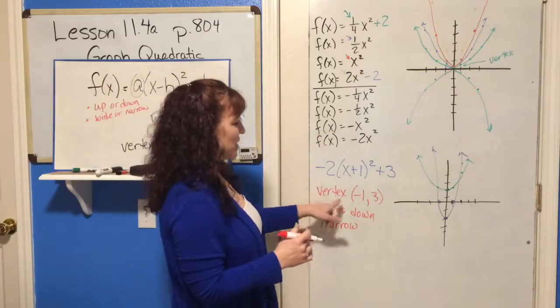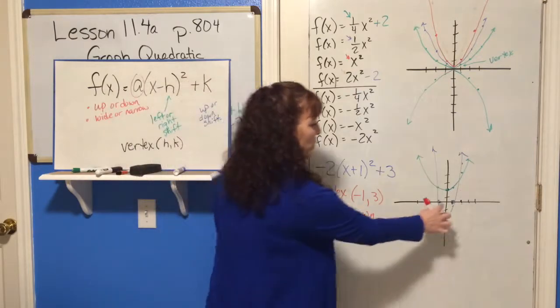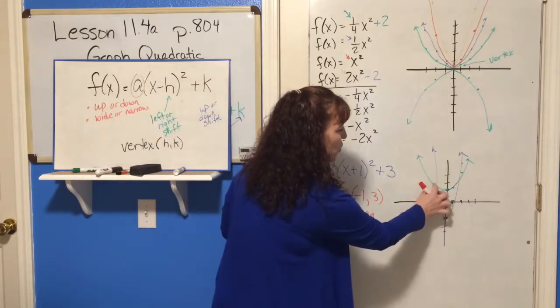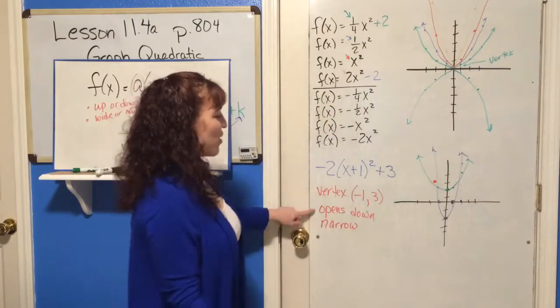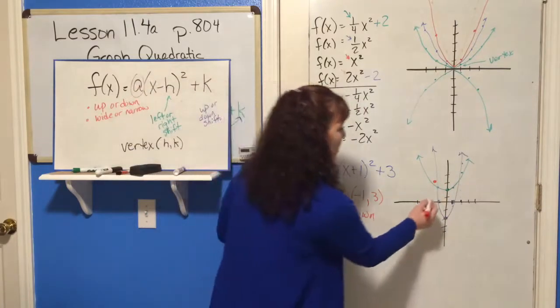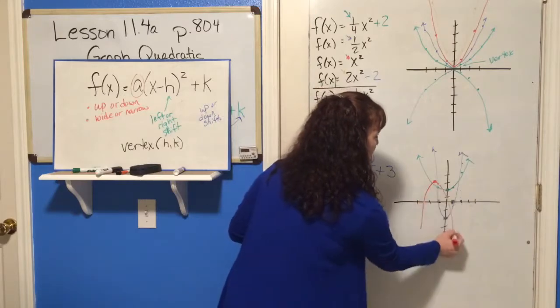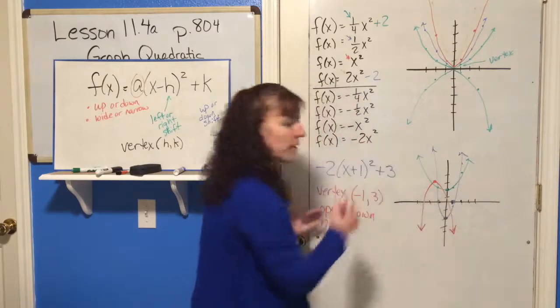So what you'll do is this. You'll go to the vertex. You'll go -1, 1, 2, 3, and you'll plot a point. There's your vertex. And now it opens down, and it's fairly narrow. So you just open down narrow, and you're done. All right?